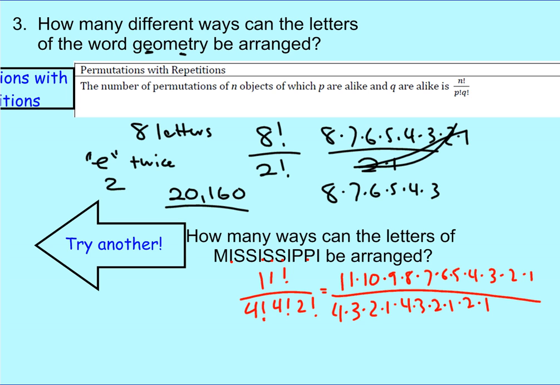Again, all I'm doing is writing all this out. All right, so 4, 3, 2, 1, 4, 3, 2, 1. Those cancel out. Now I can start combining some of these. So like 6 is 3 times 2. 8 is 4 times 2. So I'm left with 11, 10, 9, 7, and 5. So there's still going to be 34,650 ways to do that.